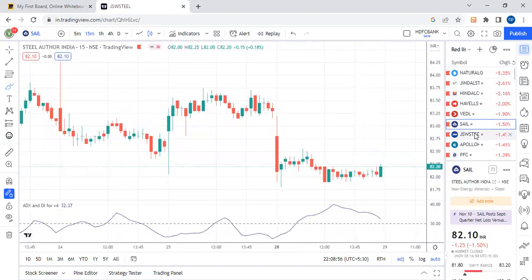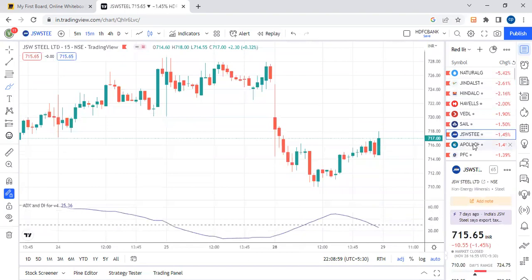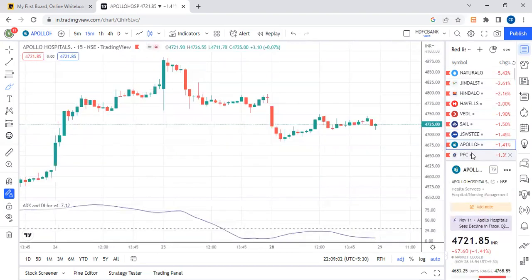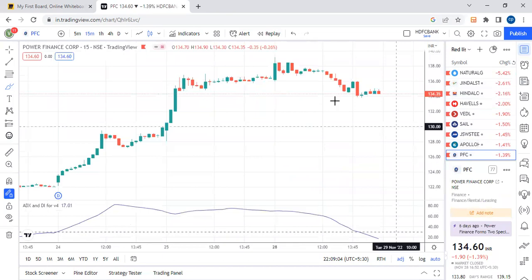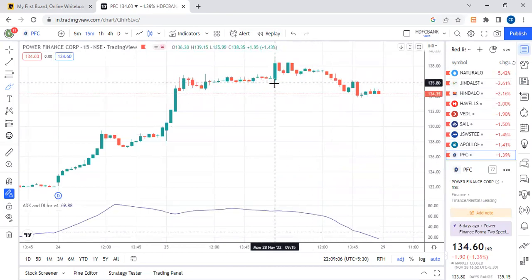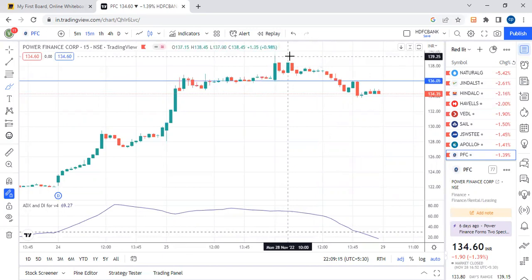JSW Steel, no strength. Apollo, no strength. PFC, yes, PFC has strength here. What is the ADX strength? 69.88. This is our first candle, and the candle color is green. What will we do? We will wait for a buy breakout. Unfortunately, the low was broken here. You can see.